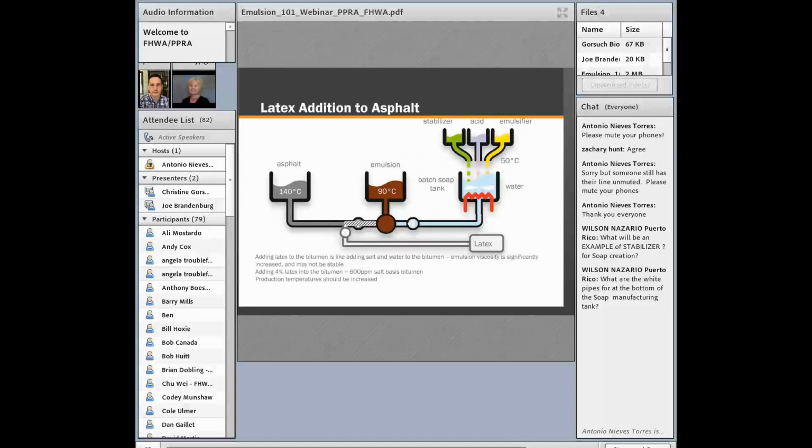Third, you can also add latex to your asphalt. The one thing I like about adding latex to your asphalt is that if you have issues with viscosity, adding latex to your asphalt, generally speaking, will add viscosity to your emulsion. But again, I think it's one of those things that you should trial in the lab first, maybe talk to your latex manufacturer to see if that's the right way for you to go in order to produce.